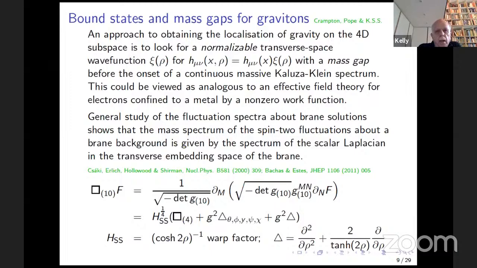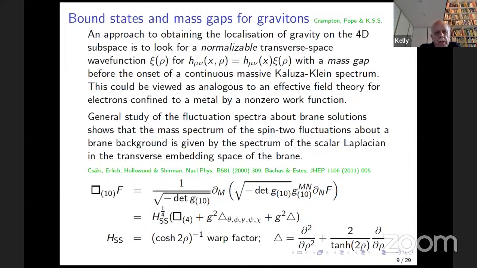And we have the lucky situation that we have a mass gap before the onset of a continuous Kaluza-Klein spectrum. So in fact, we look for a normalizable, L2 normalizable wave function of this sort. Because the transverse space is of infinite volume, we anticipate there will be a continuum, but in fact, we're going to have a situation where there's a gap between the bound state and the continuum. You can view this as somewhat analogous to an effective field theory for electrons confined to a metal by a non-zero work function. And in fact, as one has seen from the earlier papers of Sabasaki and collaborators and Kostas and collaborators.